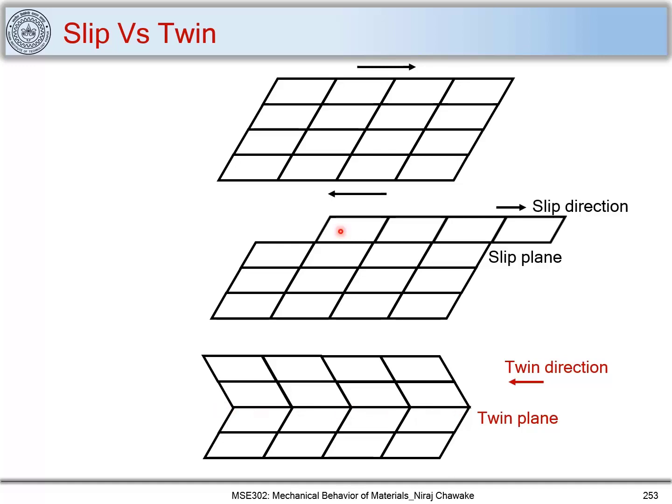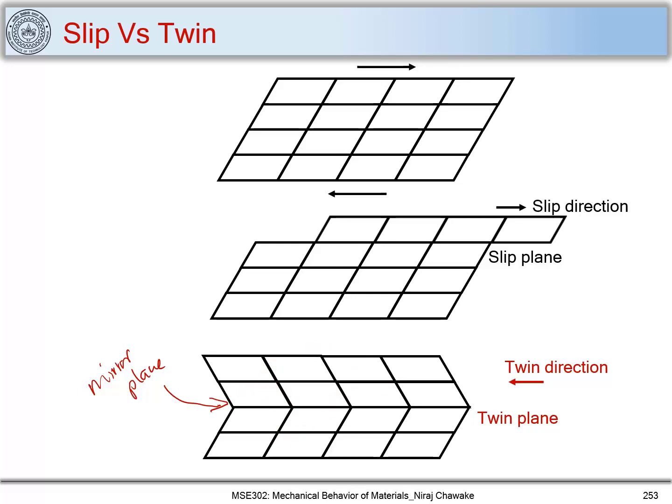Let me write that down. So this is also called a mirror plane. And you can see that there is a change in the orientation, while in case of slip there is no change in the orientation. So you have this as a parent crystal and this as a twin crystal which is mirror-oriented with respect to the parent crystal.